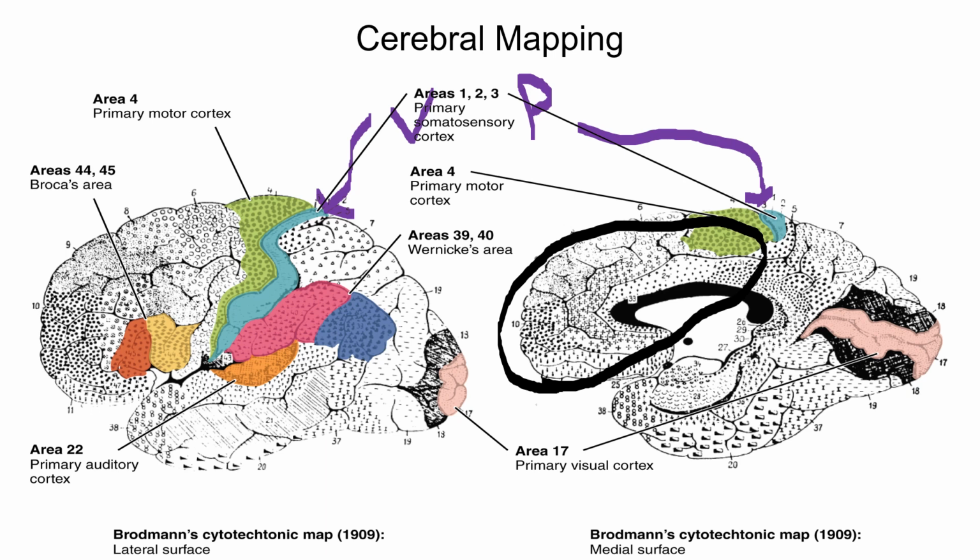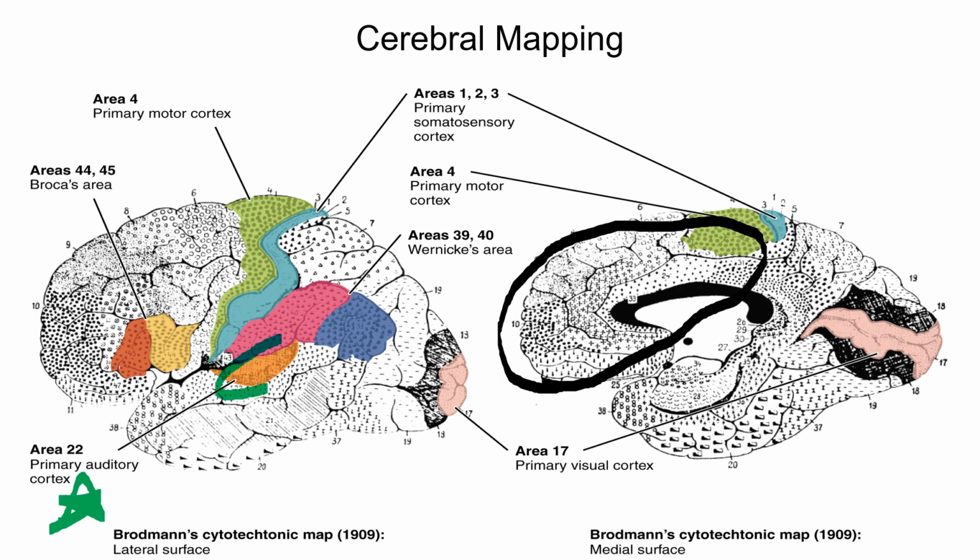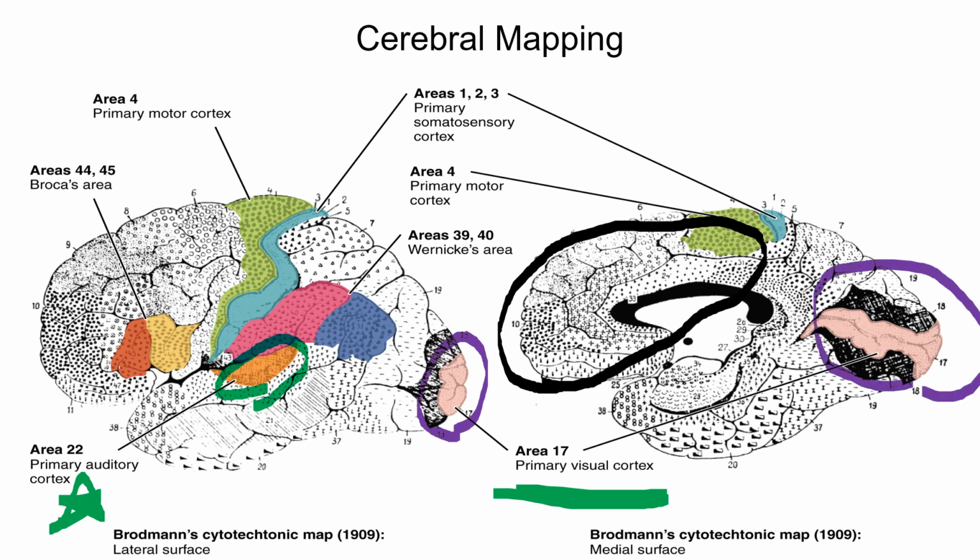Then we have the primary auditory cortex. If you look at the very bottom left of the slide, right here, this is going to be found in that temporal lobe, helps you understand what you're hearing. And then we have the primary visual cortex in the very back of the brain, in the occipital lobe, helps you understand what you're seeing. So those specific gyri, that's their main job.